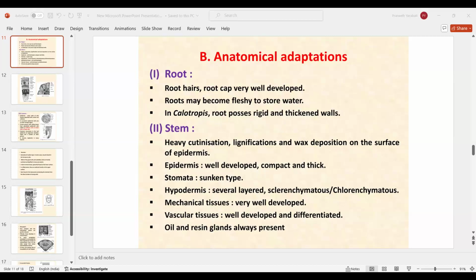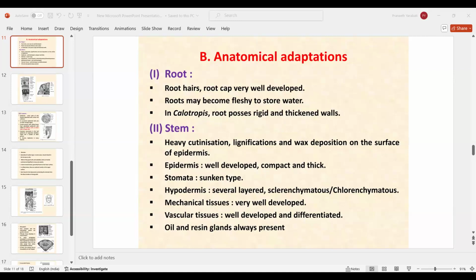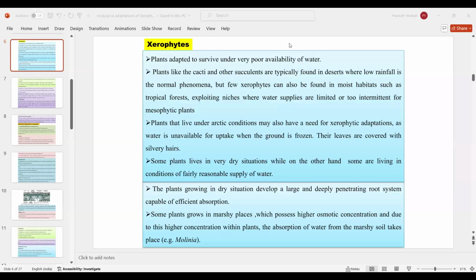Is this screen visible, xerophytes? Madam, please put the slide show, if possible. Okay, sir, please click on slide show. Sir, is this xerophytes visible? No madam, what we see now is the anatomical adaptations. Now, sir, is it okay? Please click on slide show. Yes, it's visible madam. Okay.